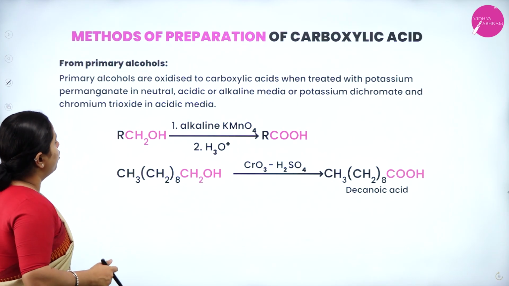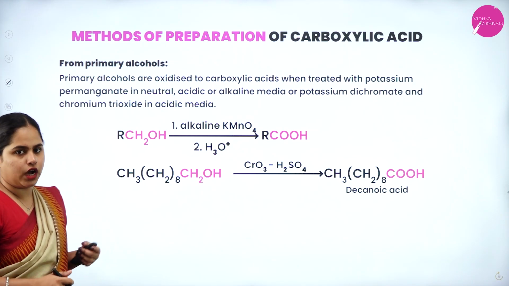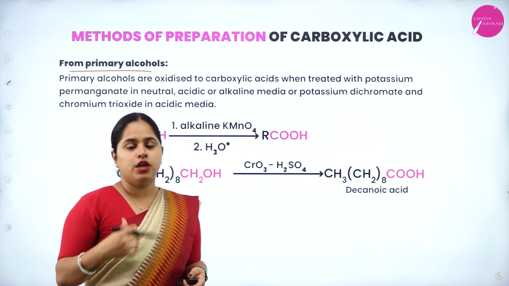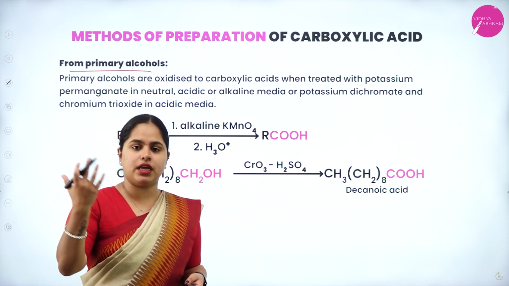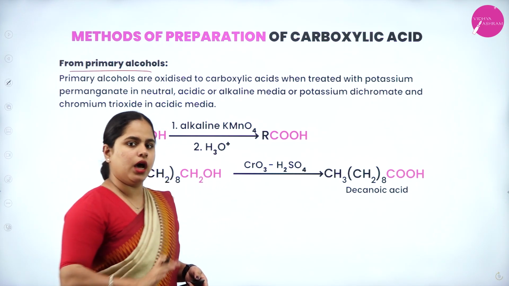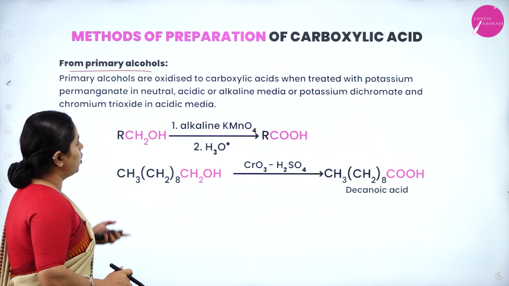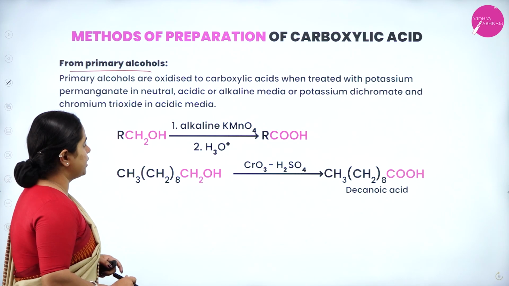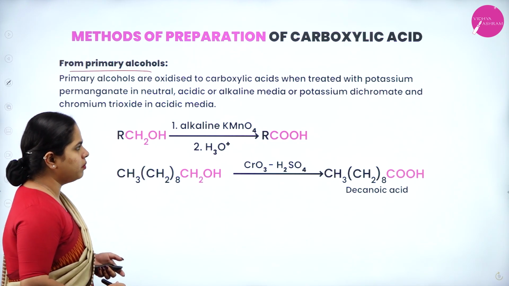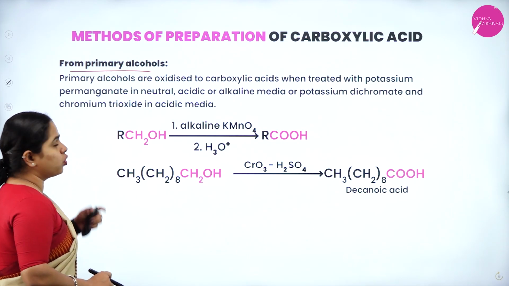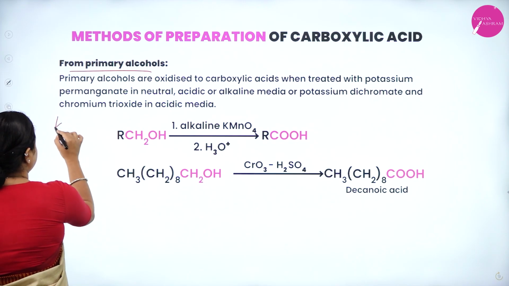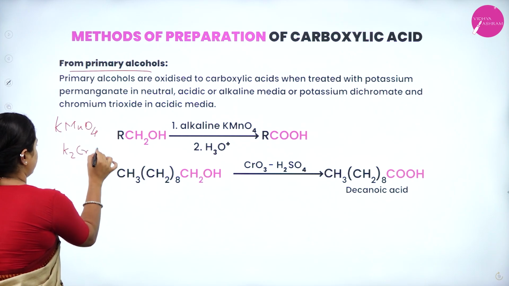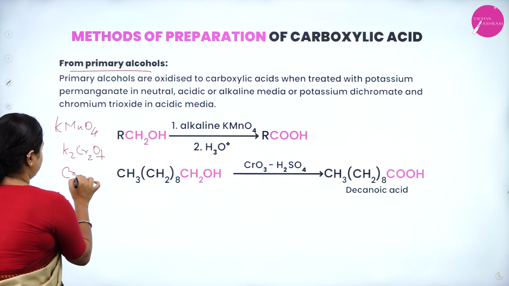Clear? Now, moving on to the different methods of preparation of carboxylic acid. First one is from primary alcohols. We have already studied this. Using a strong oxidizing agent, we can convert primary alcohols to carboxylic acid, right? So primary alcohols are oxidized to carboxylic acid when treated with potassium permanganate in neutral, acidic or alkaline medium, or potassium dichromate or chromium trioxide. So you can use KMnO4 or K2Cr2O7 or else CrO3.